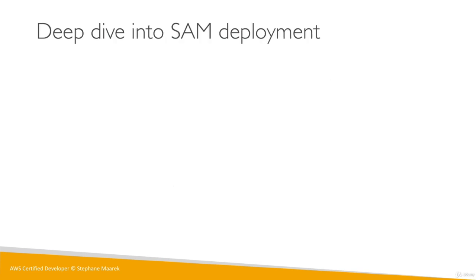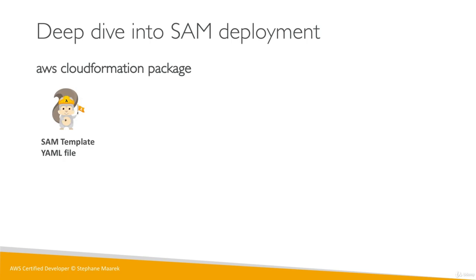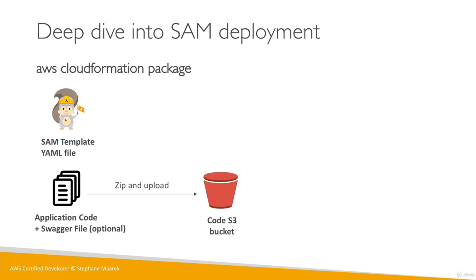So let's do a deep dive into how SAM deployment works. CloudFormation package, how does it work? Well, we have our SAM template. It's a YAML file. Right now, I just put the little logo, but imagine it's a YAML file. And we also have our application code and optionally a Swagger file if we wanted to have an API Gateway. And so by doing aws cloudformation package, what it will do is upload the zip file of our code straight to the code S3 bucket. So we're going to have an S3 bucket that will hold all our deployments, our packaging for now, obviously.